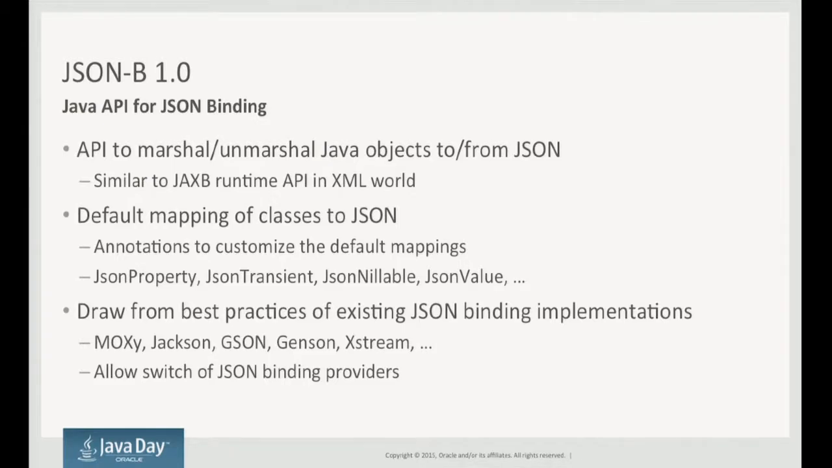There are a number of existing JSON binding implementations out there. We'd like to draw from the best practices of those in developing this API. MOXy is Oracle's own implementation. It's available through the EclipseLink project. I believe that Jackson is otherwise the most popular of these implementations, but we'd also like to provide pluggability contracts so that you can choose your JSON binding provider and plug that in.